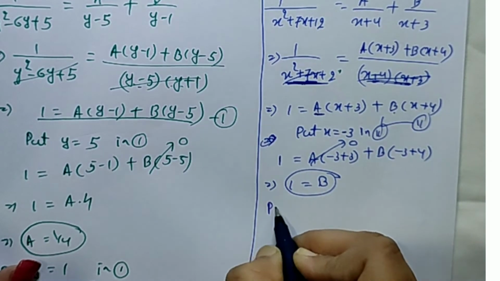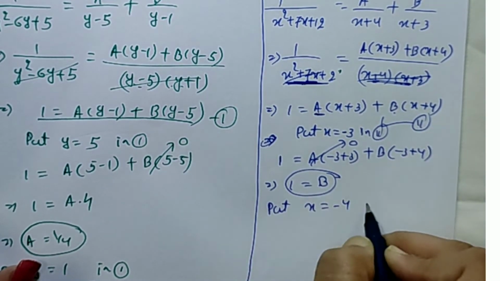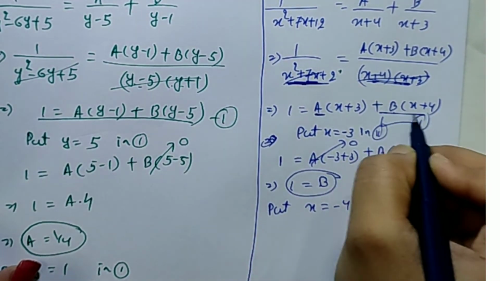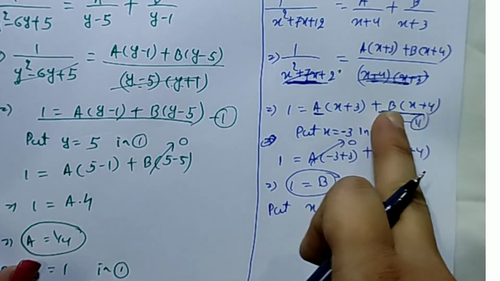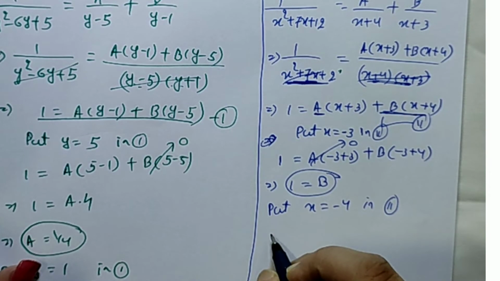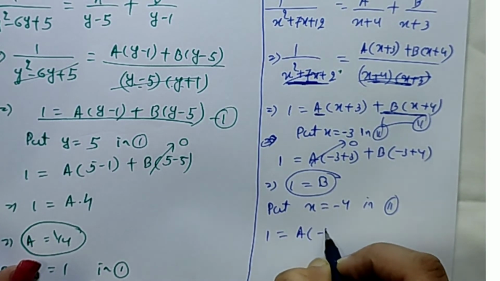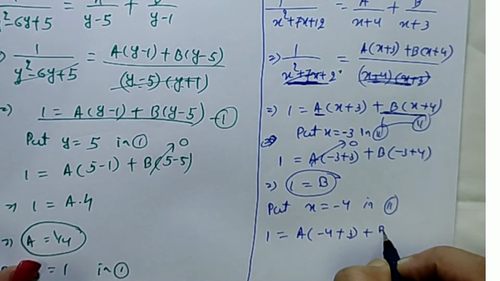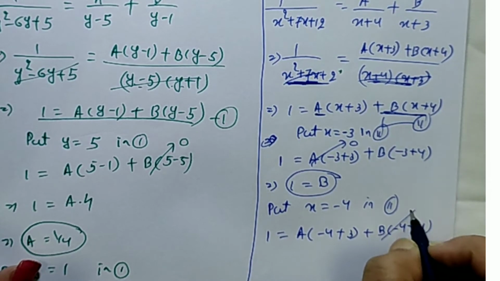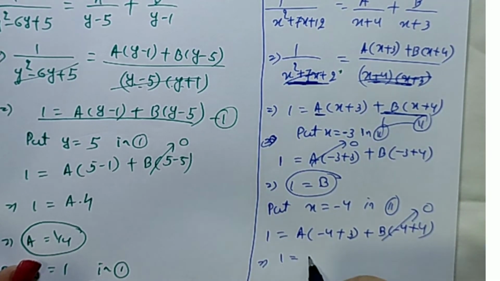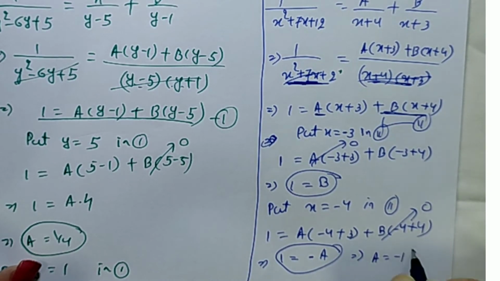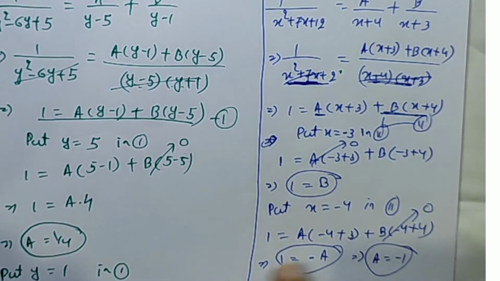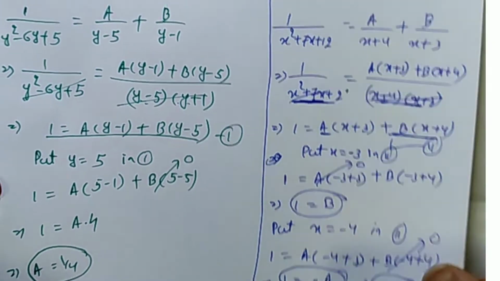Now in equation 2, put x is equal to minus 4, to make this 0, because I have to find a. So put x is equal to minus 4, so this term will be 0. So 1 is equal to a into minus 4 plus 3 plus b into minus 4 plus 4. This will cancel out. 1 is equal to minus a, or a is equal to minus 1. We can find a and b.